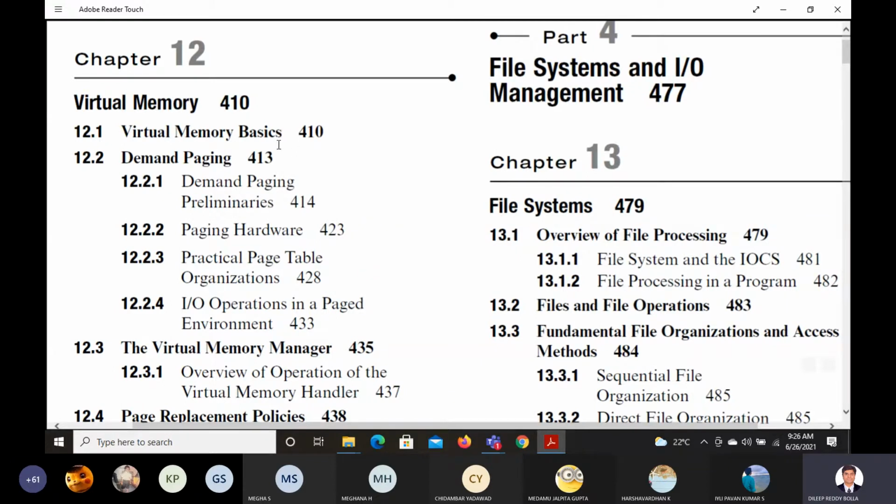Too many basics are there. Just try to see what is the concept. How can you visualize that with a diagram or something? Let us see. I'll show you once again.